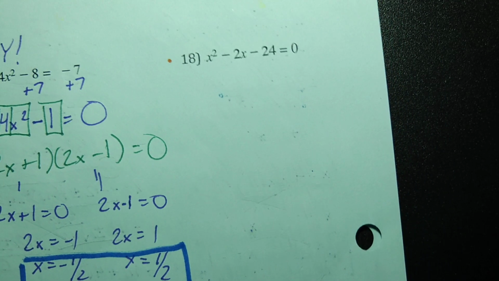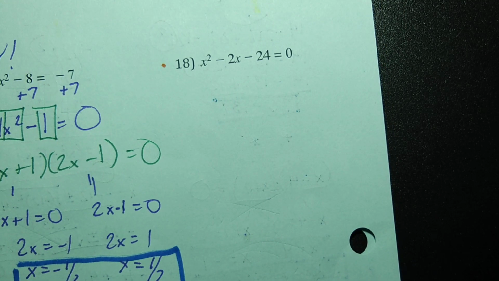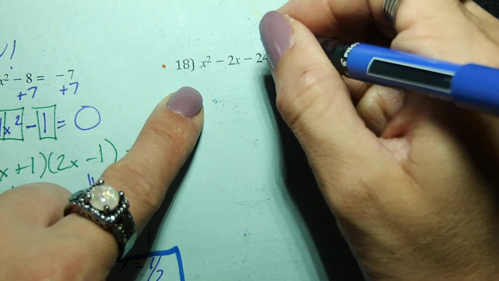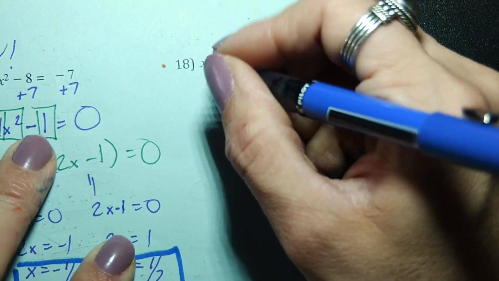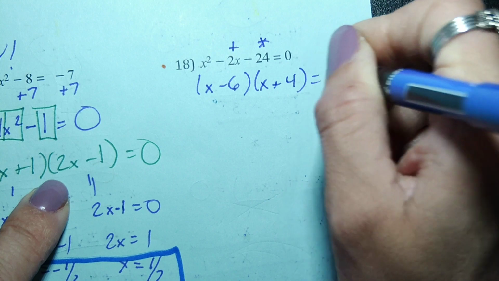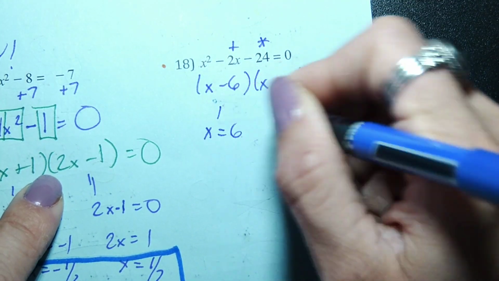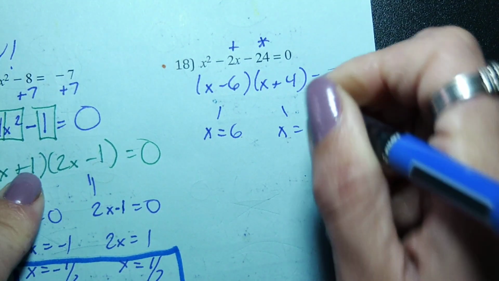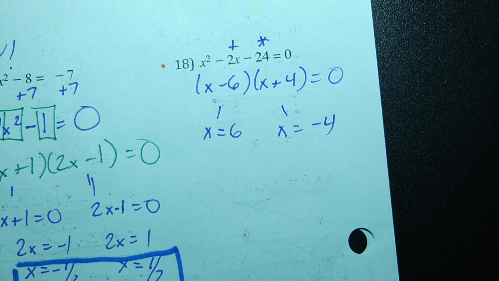Folks, let's go ahead and take a look at the next one. It's in standard form. Can I factor that? Yeah, when there's no x method necessary, product of negative 24, sum of 2, x minus 6, x plus 4, and x equals 6, x equals negative 4. And you can check it on your graph and see that that is true.